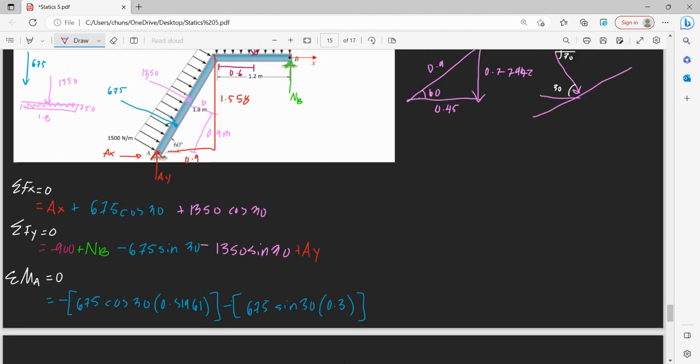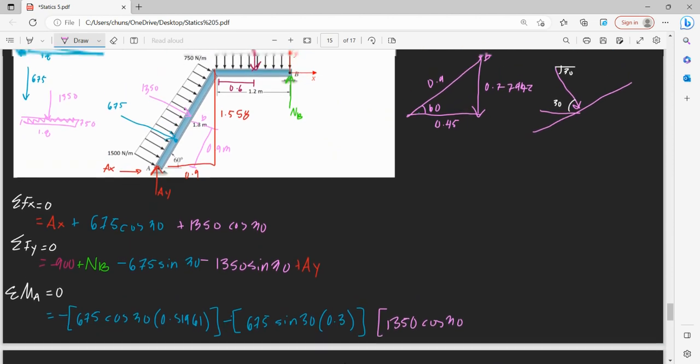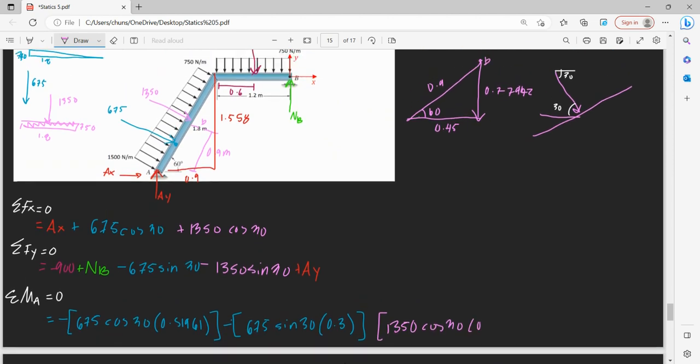Okay, so then we can start with our 1350, sorry. So cos 30. This is our horizontal, so we want our vertical distance, so that's 0.77942 clockwise. Same thing for our other one. We want our horizontal distance for our vertical components, so that's 0.45 to A.